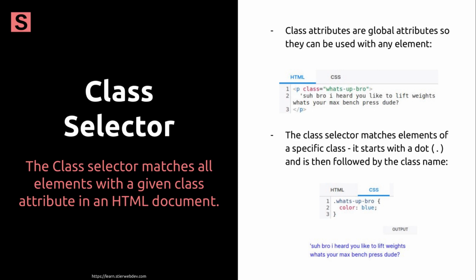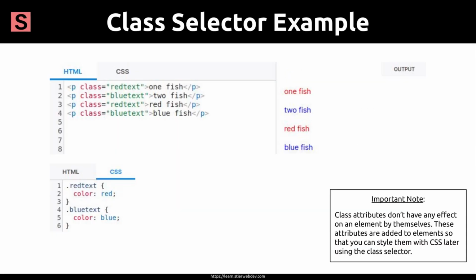Can you think of a reason that this might be useful? What if we had many different paragraph elements on a page, but we only wanted to style a few of them? We can't use the type selector because we don't want to style all of them at once, but we also don't want to write out the styles for each one individually. This would be the perfect time to use a class selector.